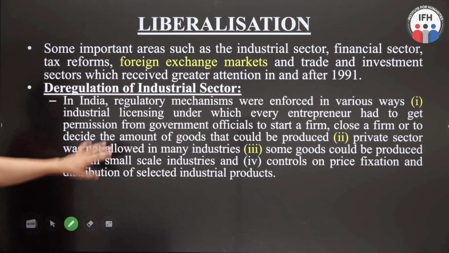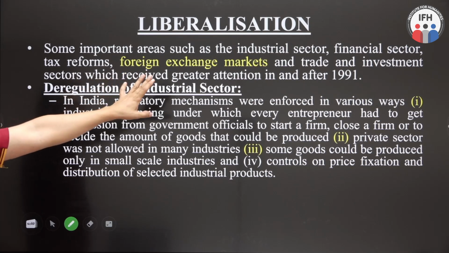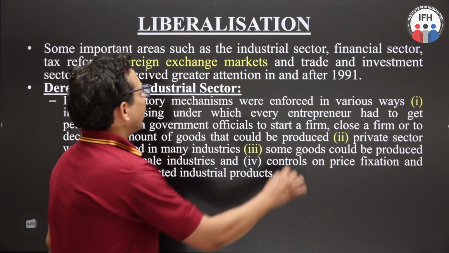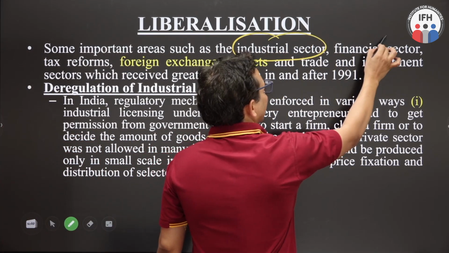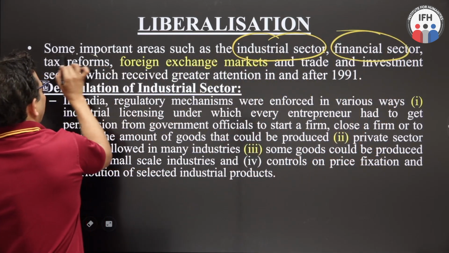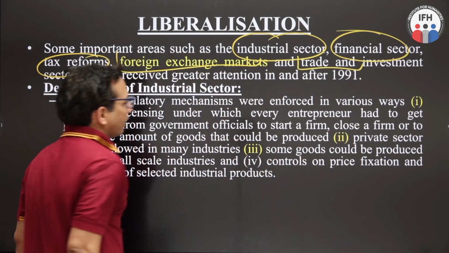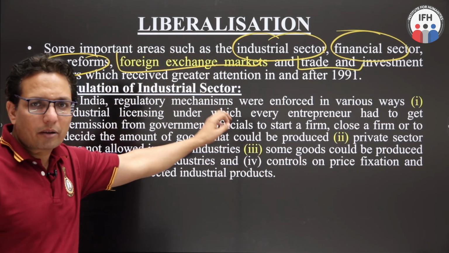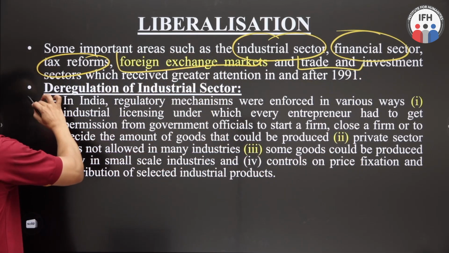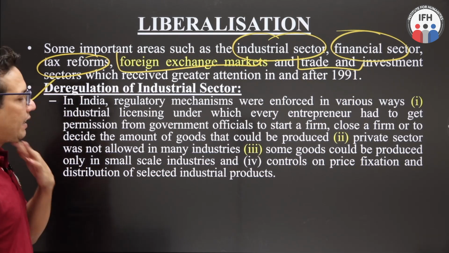Some important areas where liberalization took place were the industrial sector, the financial sector, tax reforms, foreign exchange markets, and trade and investment. We'll discuss all of them one by one. So first is deregulation of the industrial sector.